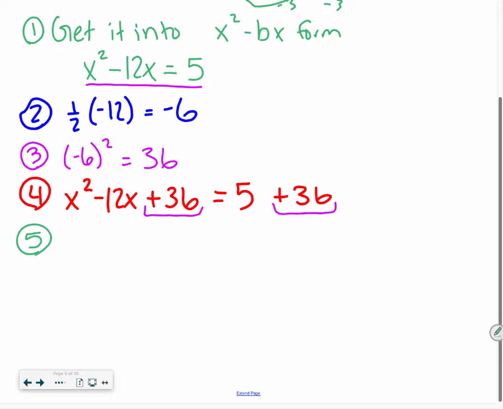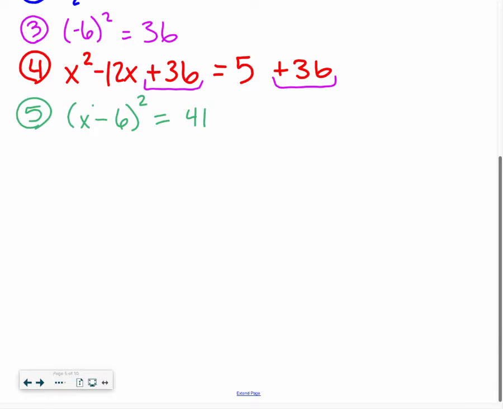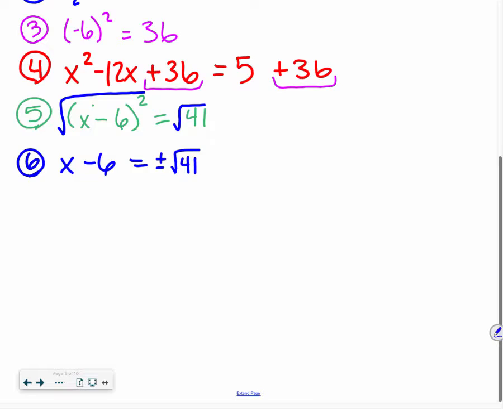So then, if I were to rewrite it, I could say x minus 6 squared can be another way to write the left-hand side of the equation. And then 5 plus 36 gives me that 41. In order to solve that, I can take the square root of both of those, because remember we learned about how squares and square roots cancel each other out. So now we have x minus 6 equals plus or minus the square root of 41, because it could be a positive or a negative.